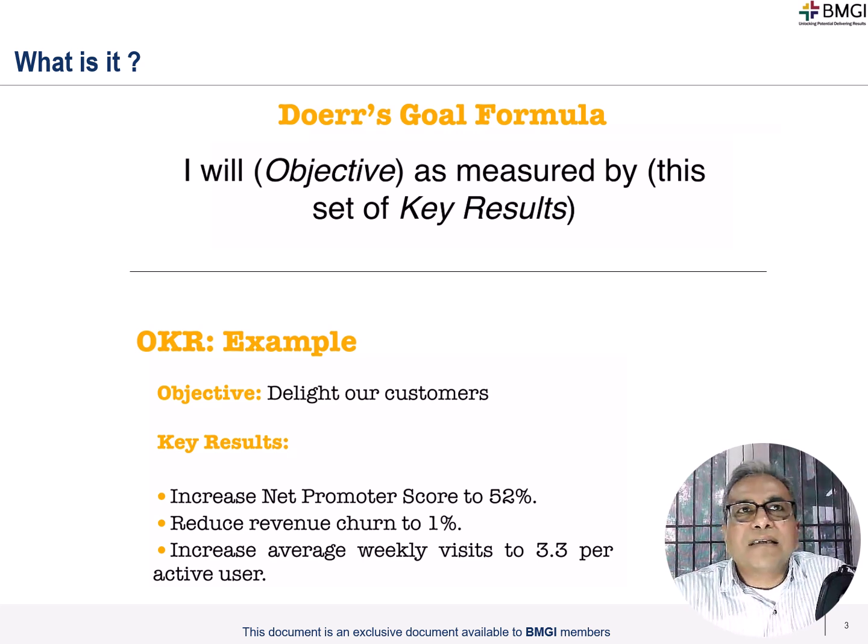Just to give an example, an objective here is a big one: delight our customers. But how do I measure my delight towards the customer? Increase net promoter score to 52%, as just an example. Reduce revenue churn by 1%. Increase average daily visits to 3.3 per active user. These are results that you can measure weekly, monthly, and based on that, you will know if you're progressing well or not.